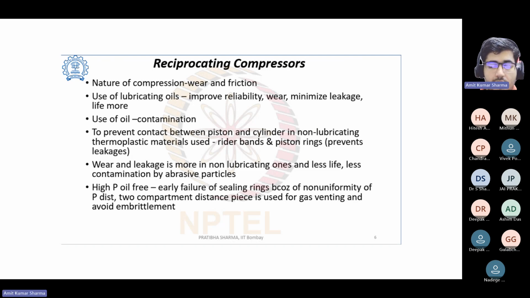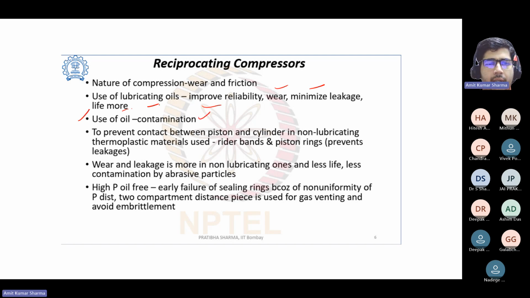As you can see, we have the moving piston in a cylinder, so there will be wear and friction due to this mechanical involvement. To reduce that, we have to use lubrication. Okay, so we can use lubricating oils to improve reliability, reduce wear, minimize leakage, and to have good life. But if you are using oil, then there will be chances of contamination.